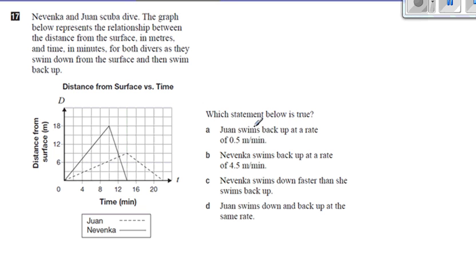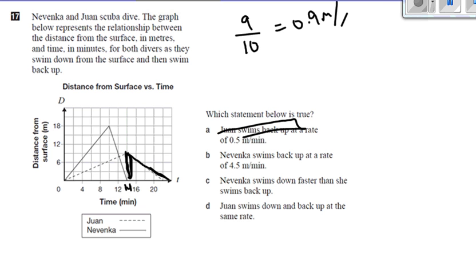Juan swims back up at a rate of 0.5 meters per second. So this is the portion of the graph where Juan is swimming up. So the slope would be, we're going from, what would that be? That would be 9. So Juan is traveling 9 meters, and it's taking him 10 minutes to go 9 meters. Now that's 0.9 meters per minute, not this. So it's not A.